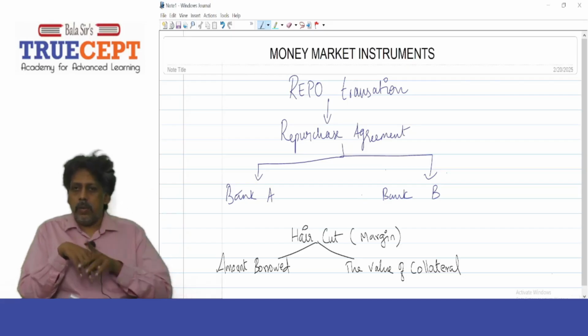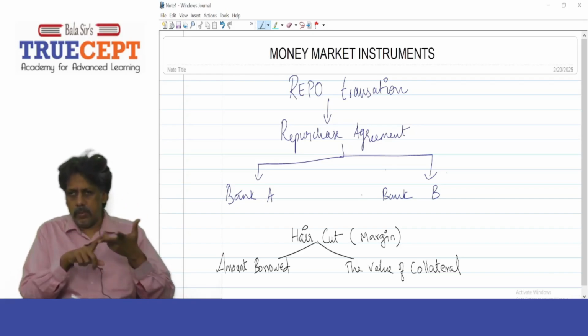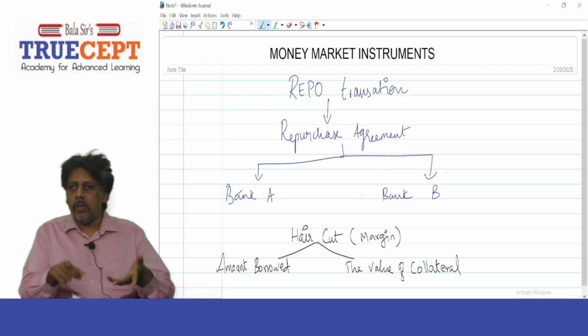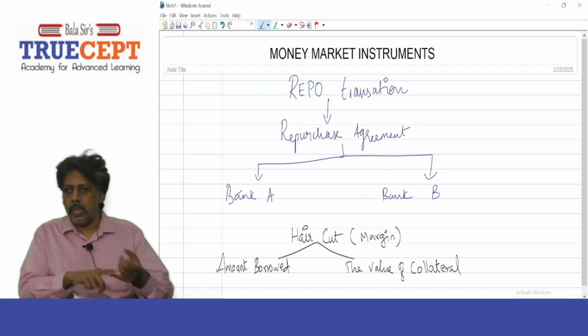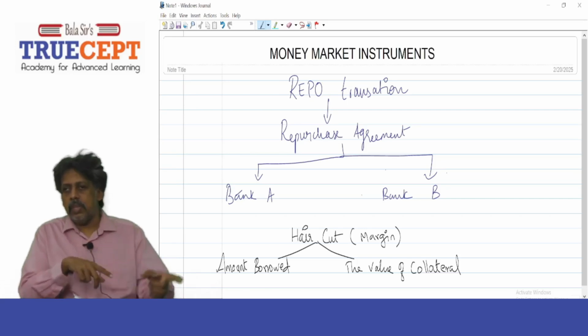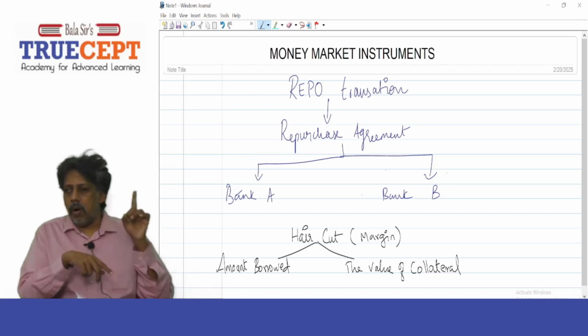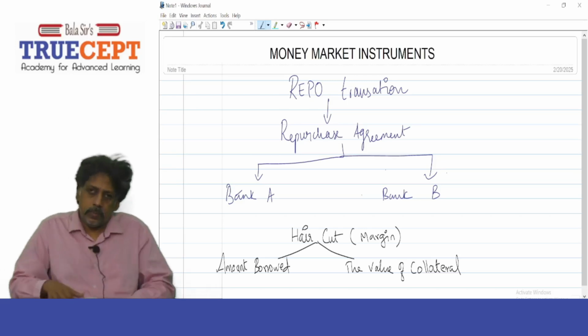Okay, so guys, we're going to start with the next topic on money market instruments. In this particular chapter, we'll be dealing with how to tackle repo transactions, and then commercial papers, and T-bills, that is treasury bills issued by the Reserve Bank of India to raise money for the government. Let us first understand the meaning of repo transaction.